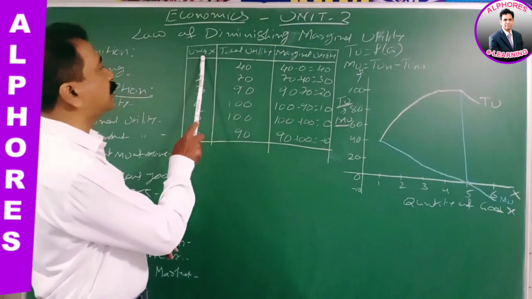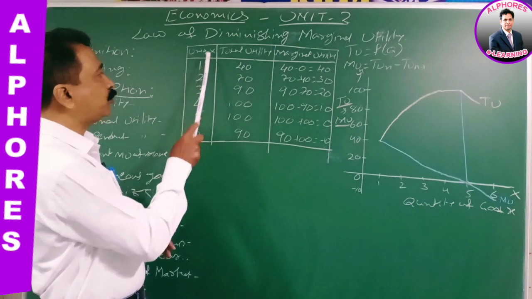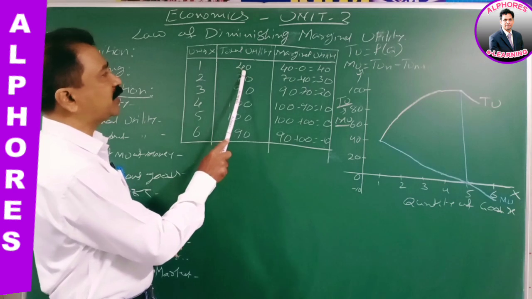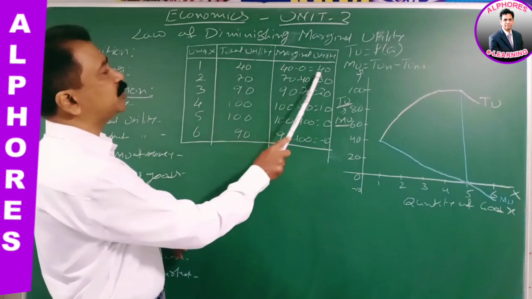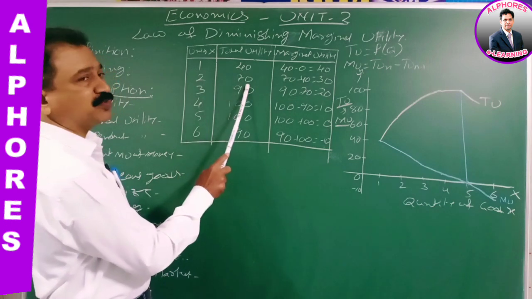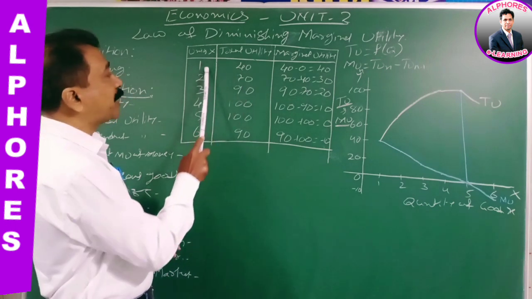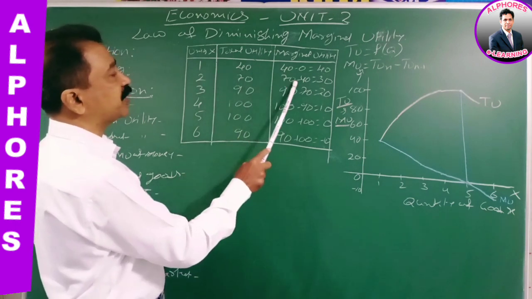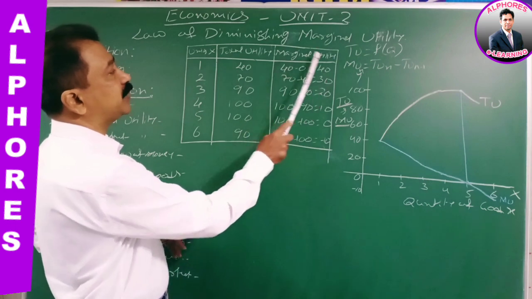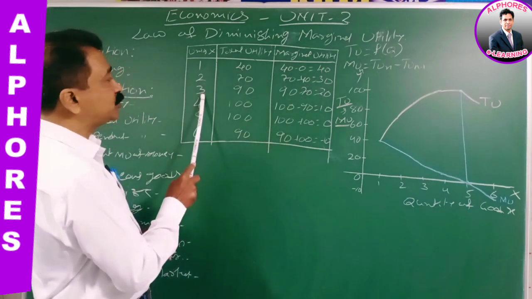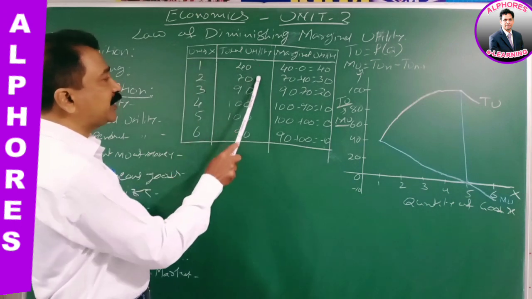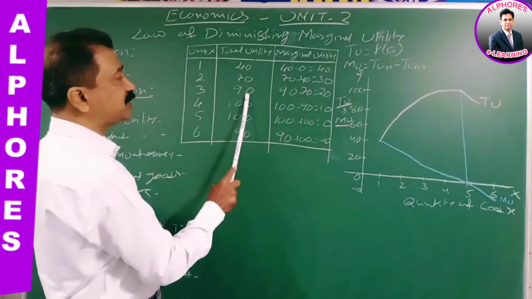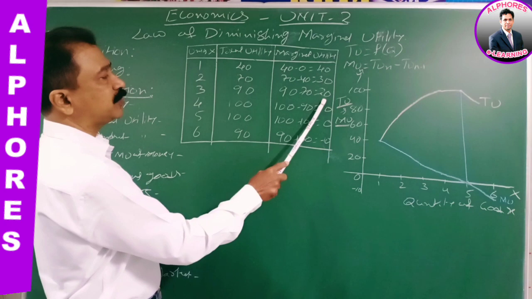Here we will see unit X, we call it mango. As you go on consuming the mangoes, first you consumed 1, you got 40 utils of total utility, and marginal utility is also 40. Second mango gave you 70, not actually the second mango, both the mangoes 1 and 2 gave you the satisfaction of 70. 70 minus 40, present one minus previous one, you got 30 utils of marginal utility. And when you consume the third one, out of 3 mangoes, you got 90 utils of satisfaction. And how do you get the marginal utility? 90 minus 70, present minus previous, you got 20 utils of marginal utility.